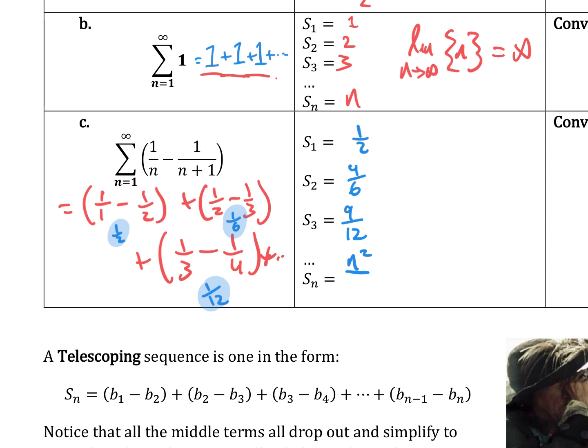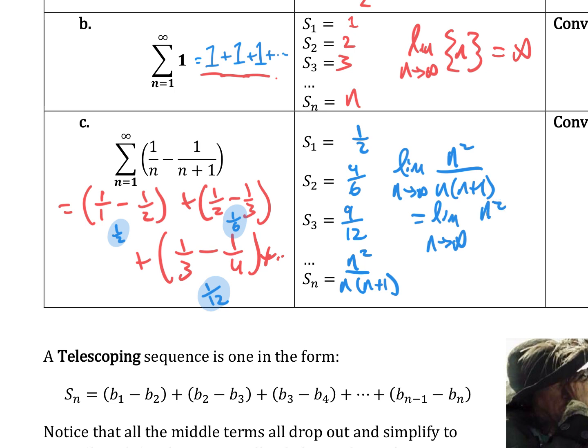And the bottom is what we call an oblong or a rectangular number. This was 1 times 2, 2 times 3, 3 times 4. So it's going to be n times n minus 1. Actually, n plus 1. Okay, there we have it. So now the question is, does this have a limit? So what's the limit as n goes to infinity of n squared over n times n plus 1? Well, let's clean that up a little bit. That's the limit as n goes to infinity of n squared over n squared plus n.